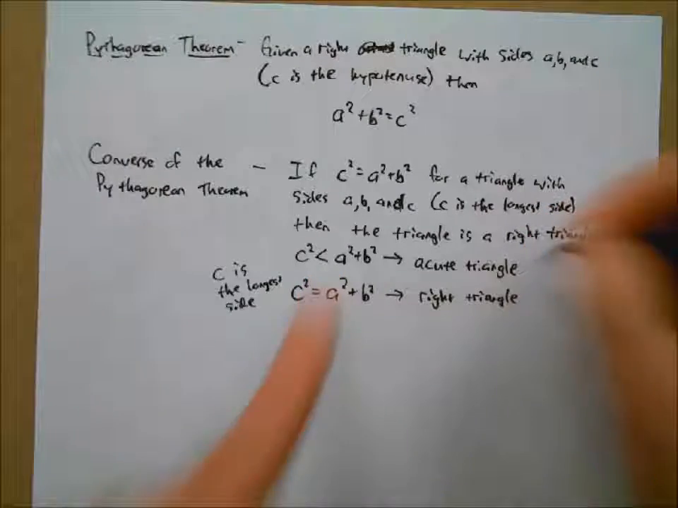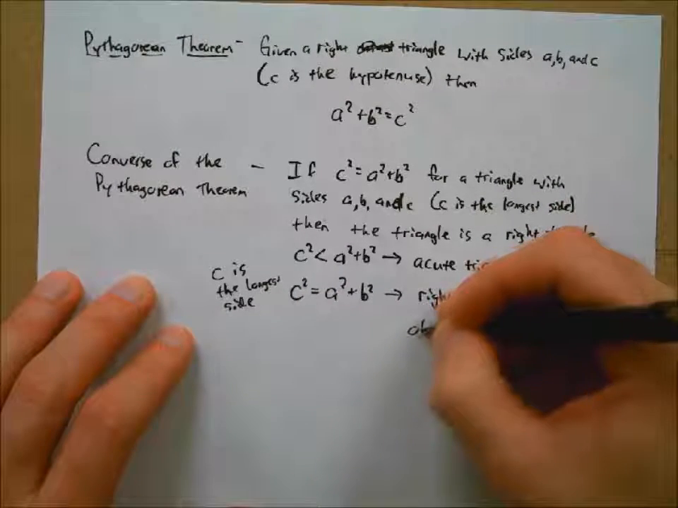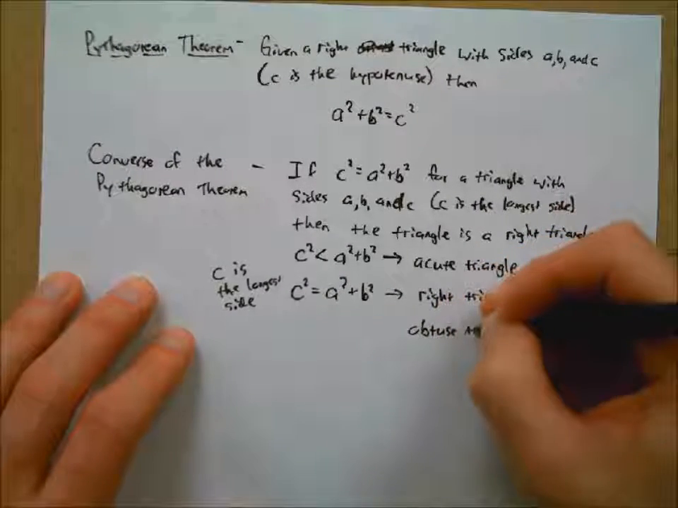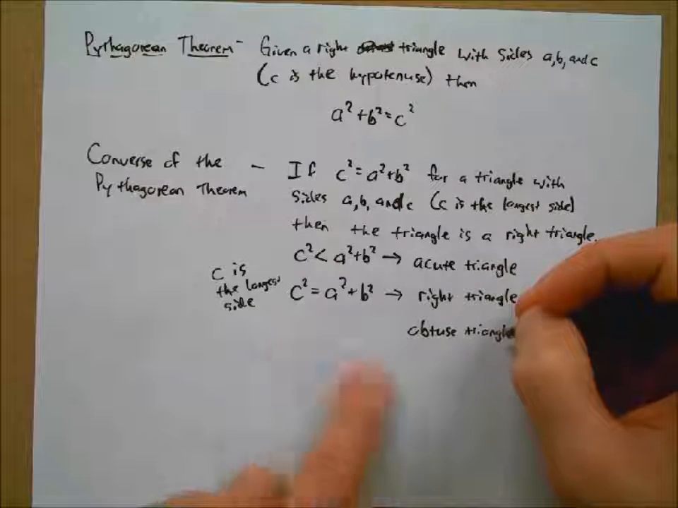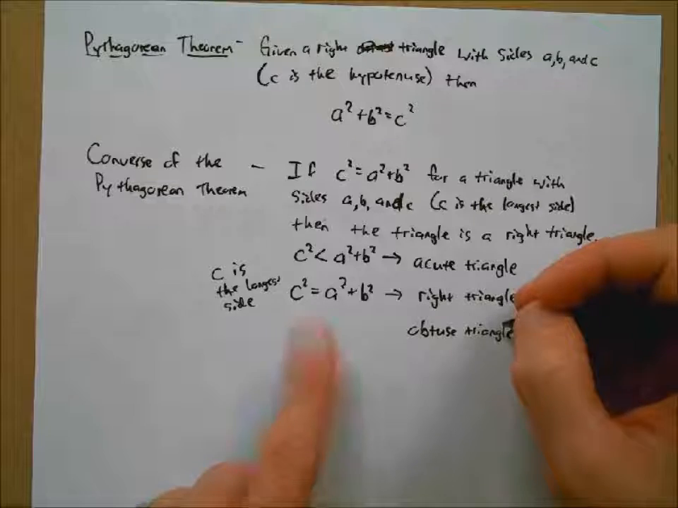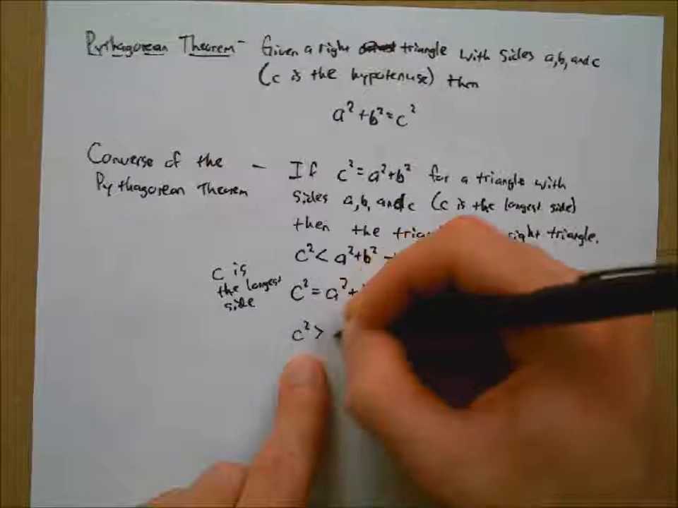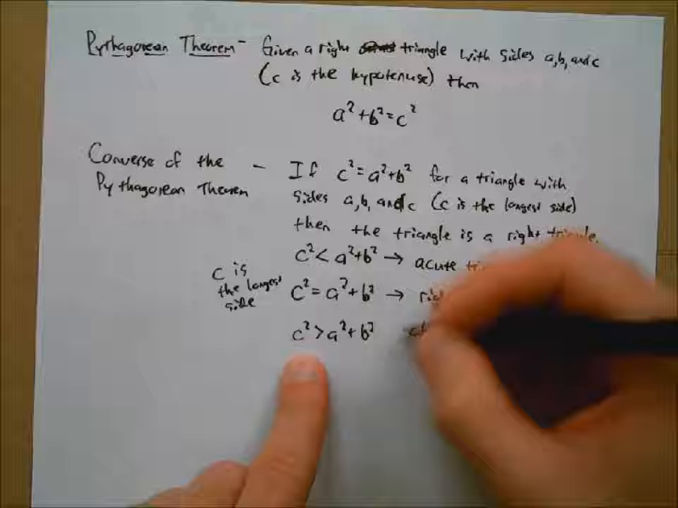Okay? And so if we want to be able to identify an obtuse triangle, what can we write here? C squared will be what? Greater than. C squared will be greater than a squared plus b squared. That will indicate an obtuse triangle.